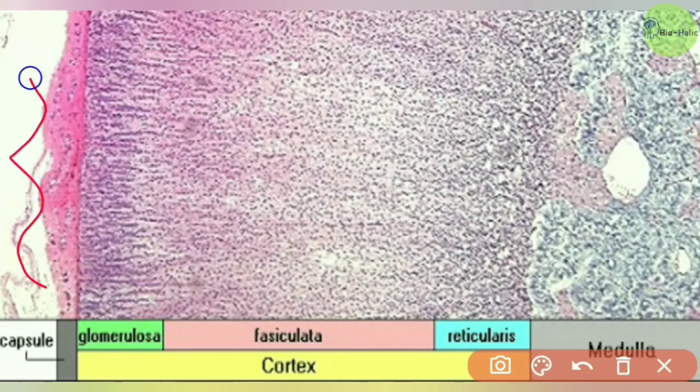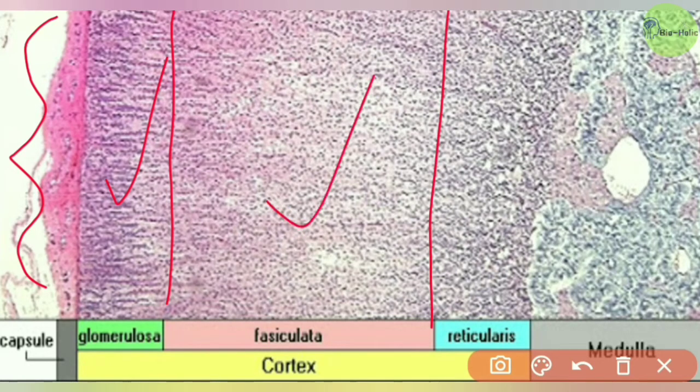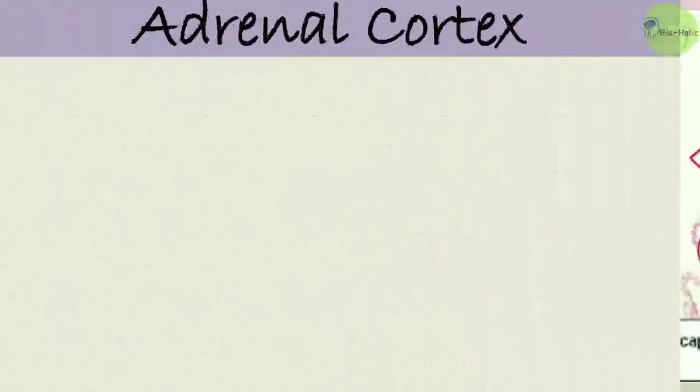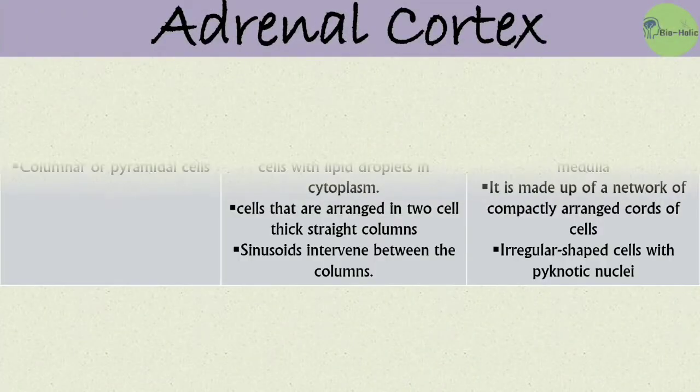This part is the capsule of adrenal gland. This portion is zona glomerulosa. This portion is zona fasciculata. This portion is zona reticularis, and the rest portion is the adrenal medulla. Okay? First of all, let's learn about adrenal cortex.